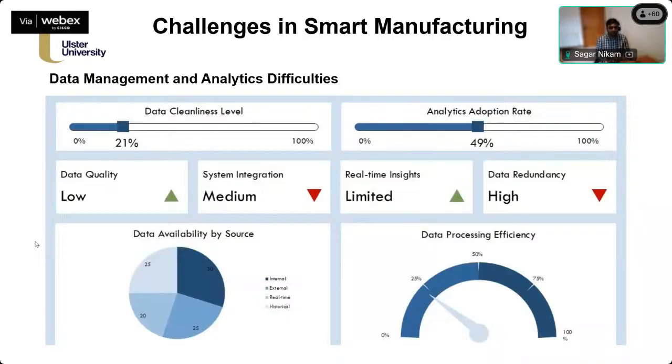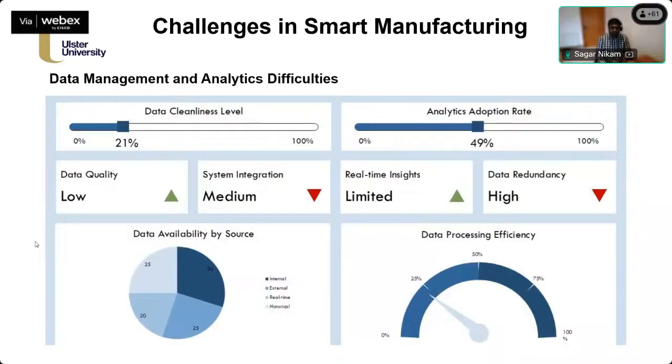So we can't use that particular data if we want to make an informed decision. So across the pillars, data quality is low and real-time insights are limited. And when system integration is medium, it's not end-to-end. When we need to move forward, we need a continuous flow of data within the system, and that helps to improve efficiency.